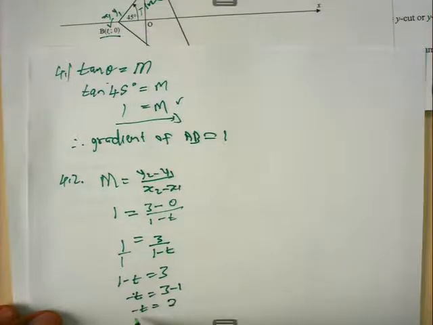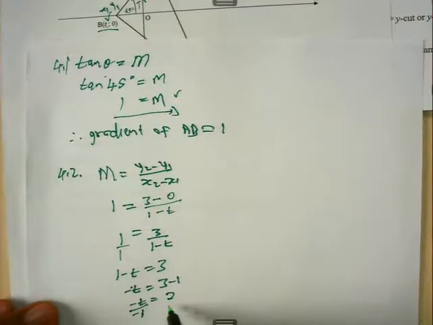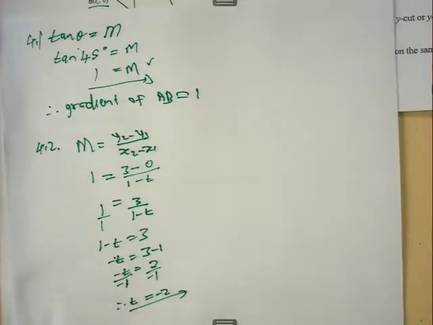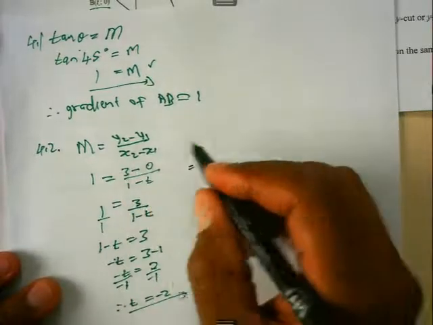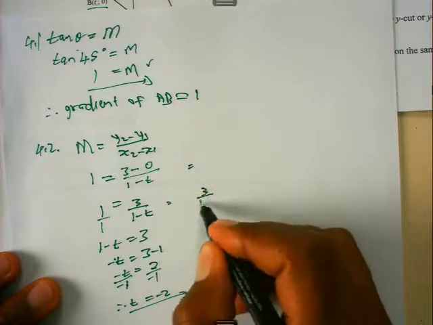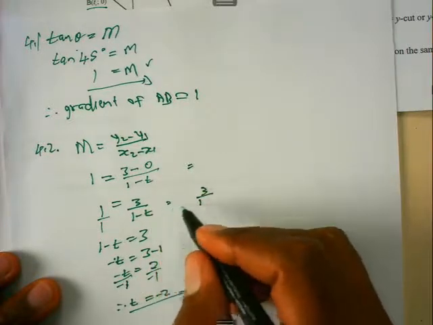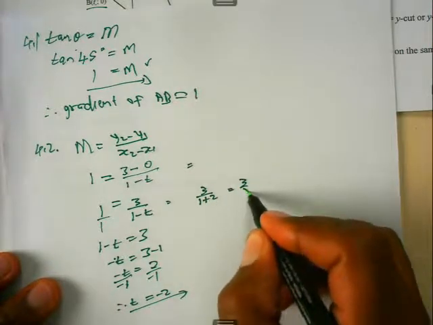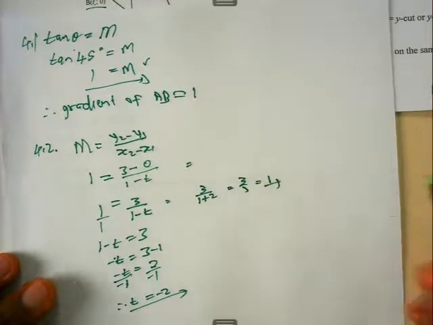Therefore, we are looking for t, not minus t. Then divide both sides by the negative. Therefore, you will see t is equal to a negative 2. Right, boys and girls, this is the answer that we have. Of course, you can check if you are right. Let me use the second one. This is 3 divided by 1 minus, that is plus 2 there. That is 3 divided by 3, which is equal to 1.